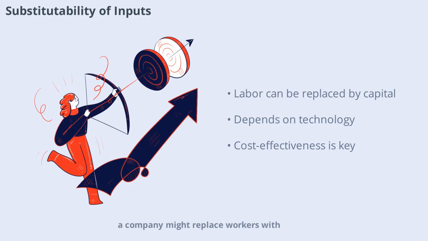For instance, a company might replace workers with automated systems if it becomes cost-effective. The degree of substitutability depends on the nature of the production process and the available technology. Firms must carefully assess when substitution makes sense.